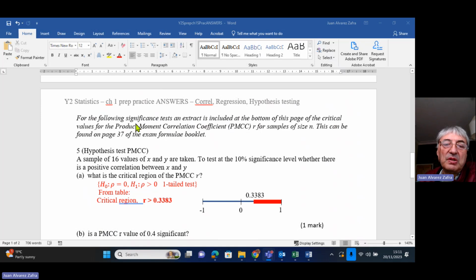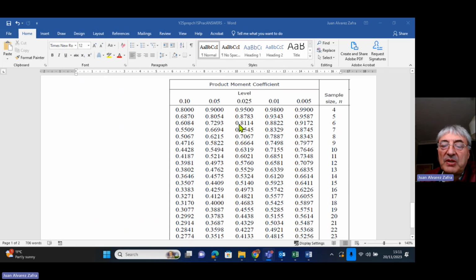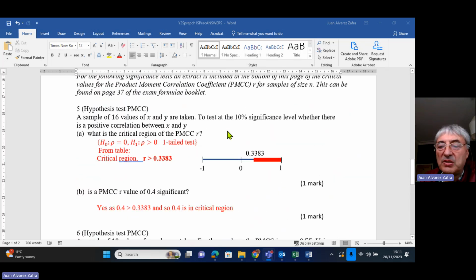For the following significance tests, an extract is included at the bottom of this page with the critical values. So winding down, you can see them here. Expect to see that in the formula booklet. In fact, it's about the only table you now need from the formula booklet because everything else is available from the calculators. A sample of 16 values of X and Y are taken to test at the 10% significance level whether there is a positive correlation between X and Y. What's the critical region of the PMCC?